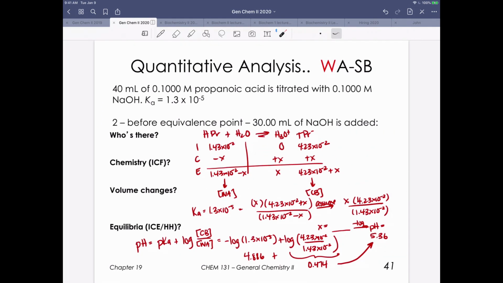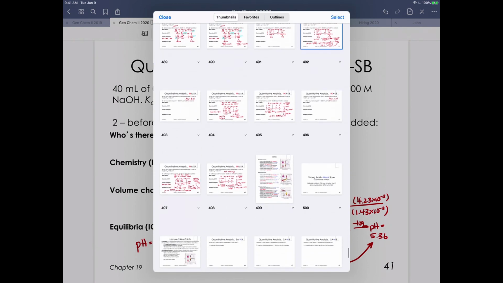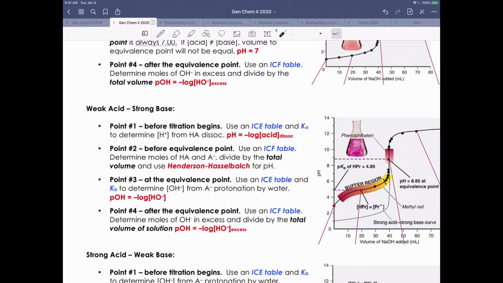And we can go ahead and solve that either using an ICE table, or because we know we have a buffer, we can use the Henderson-Hasselbalch equation. So you'll notice this is the only time that we can use the Henderson-Hasselbalch equation in this titration, when we are in this buffer region, which occurs before the equivalence point. At the equivalence point, again with a weak acid-strong base combination, we know that the pH is going to be greater than 7.